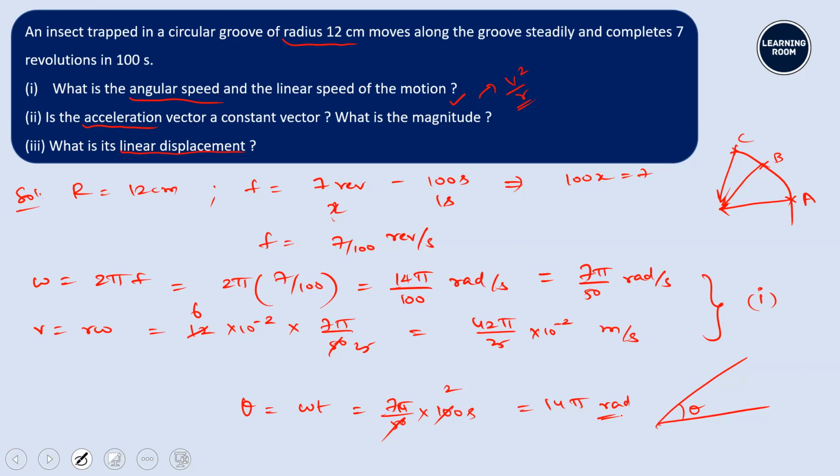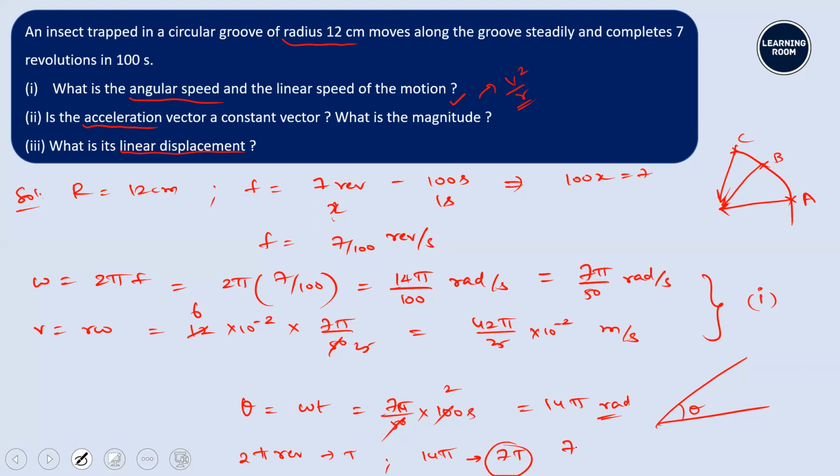Okay. So to complete one revolution, it takes one time period. One revolution is 2 pi radians. To complete 2 pi radians, it takes one time period. So to complete 14 pi radians, it takes 7 times the time period.